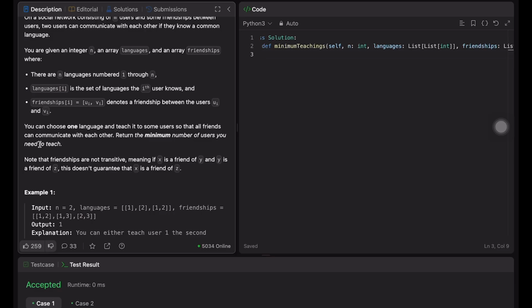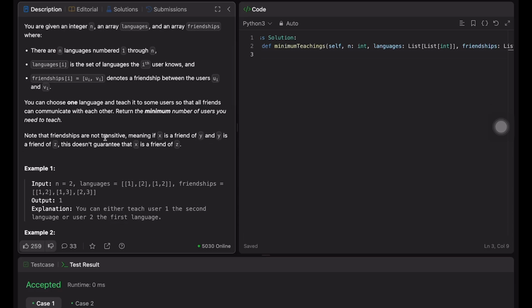So you can choose any one language and teach it to some users so that all the friends can communicate. So we have to take one language and teach it to some of them so that they can communicate. Got it? And we have to return the minimum number of users you need to teach.